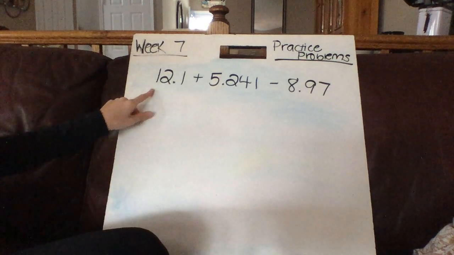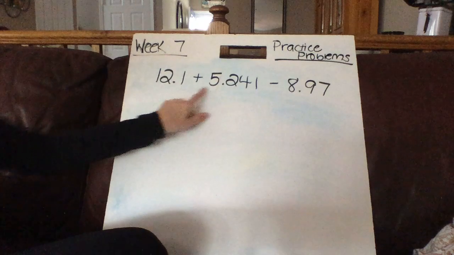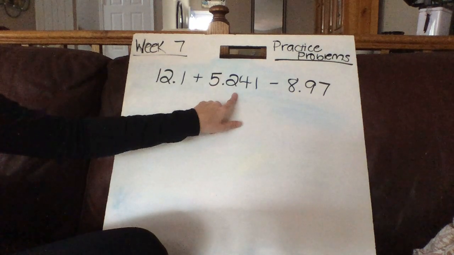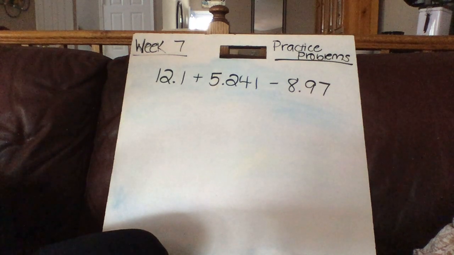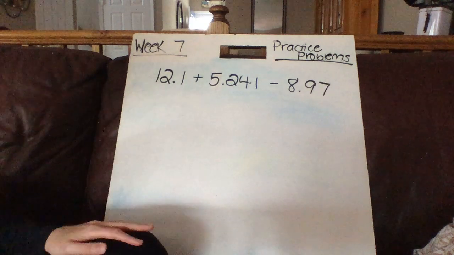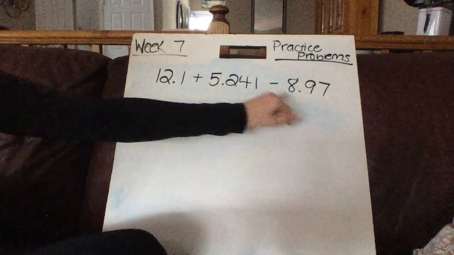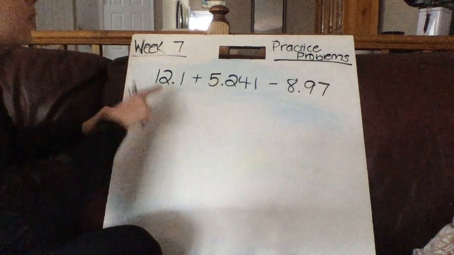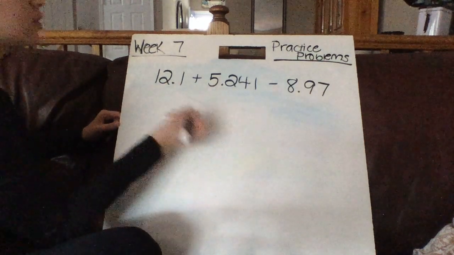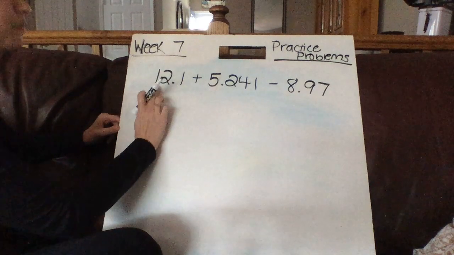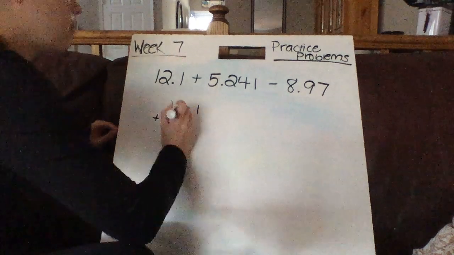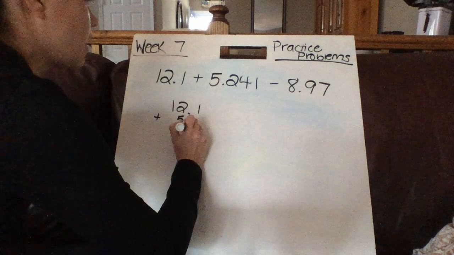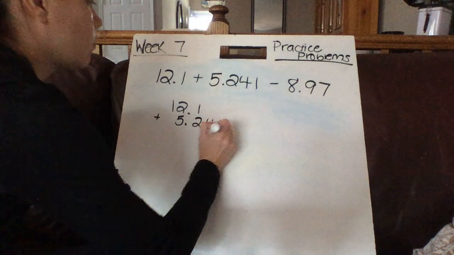We have 12 and 1/10 plus 5 and 241 thousandths minus 8 and 97 hundredths. Okay, so the biggest rule we have to remember, adding and subtracting decimals, super easy. We just need to line up the decimal. Okay, so I'm going to start with, like I said, we're going to read left to right. We're going to do a little bit of order of operations as well. I'm going to take 12 and 1/10 and line it up with 5 and 241 thousandths.